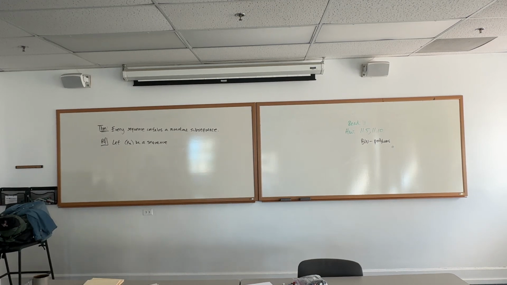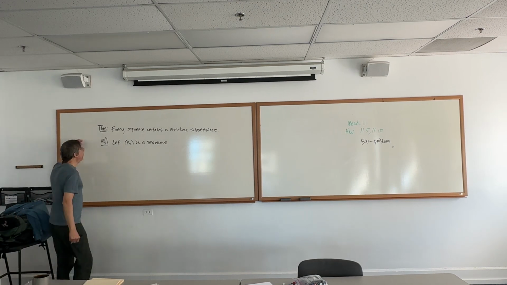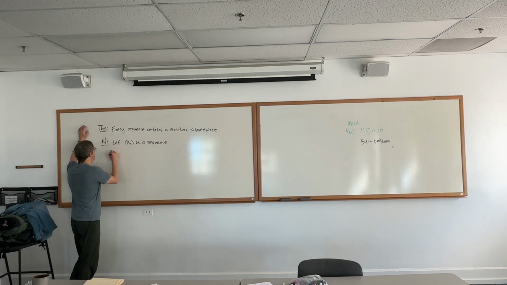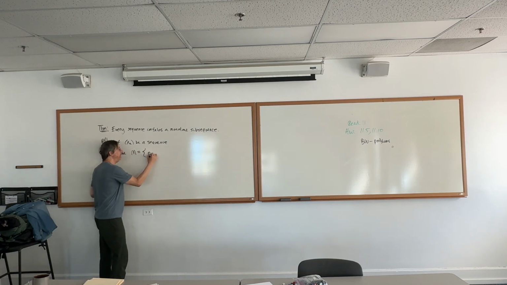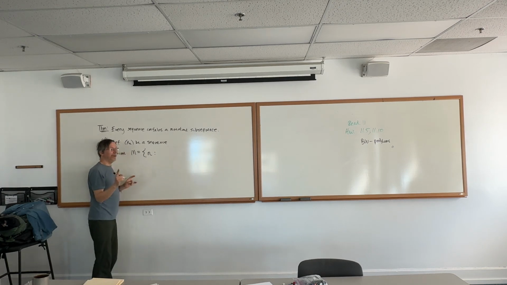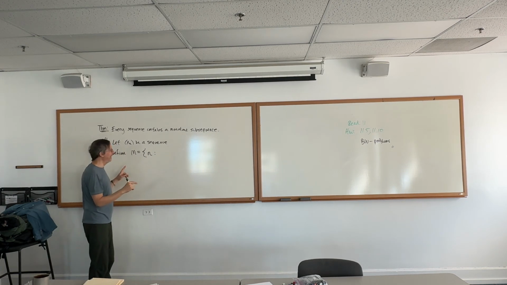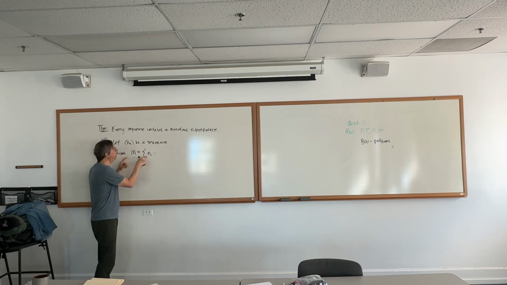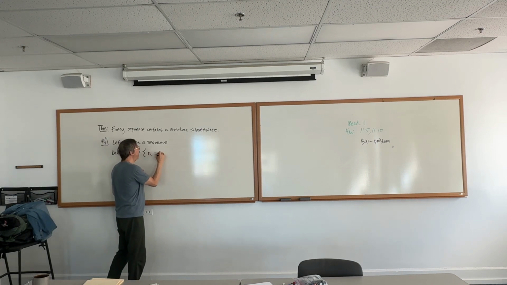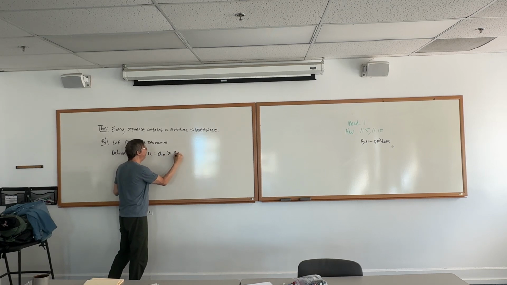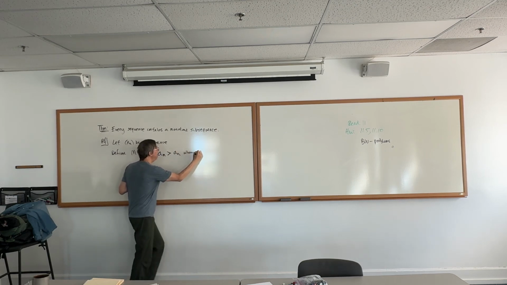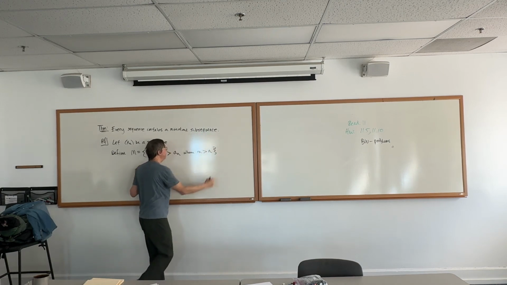Let x sub n be a sequence. Define the set M. So define M to be the set of all indices n. Now this is the part that's hard to get your head around. So we're going to talk about this. The set of all indices n such that a sub m is greater than a sub n when m is greater than n. So write that down.